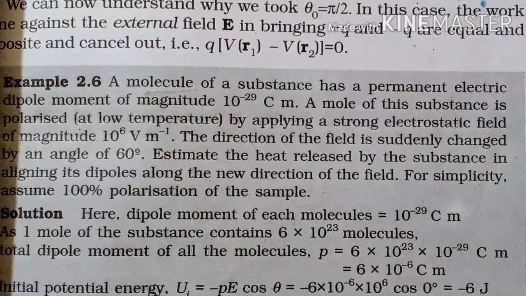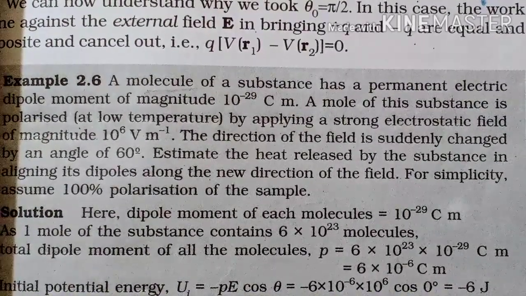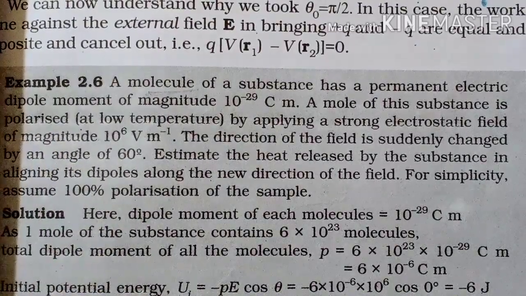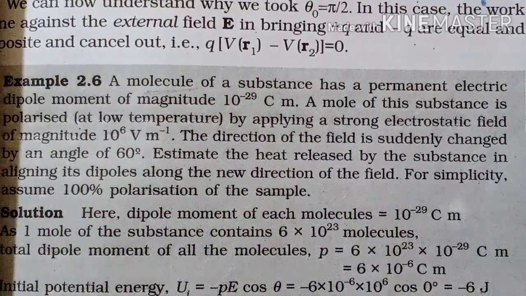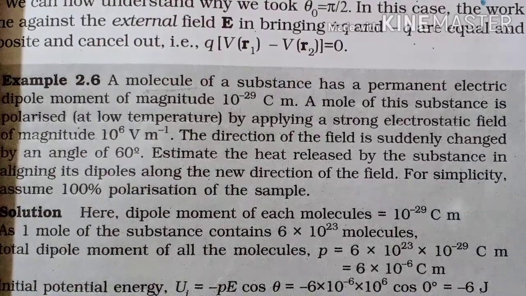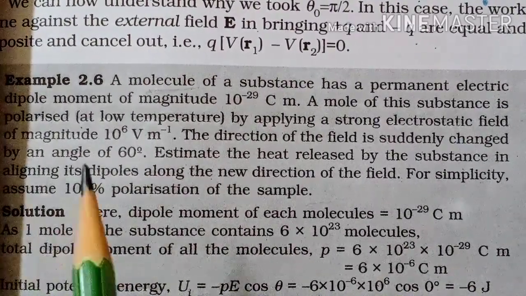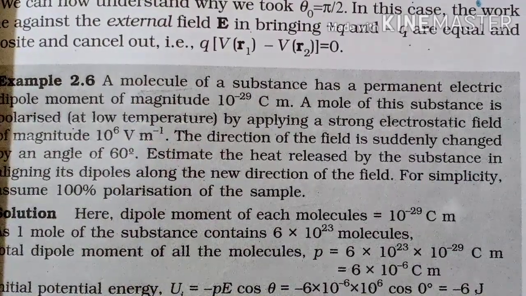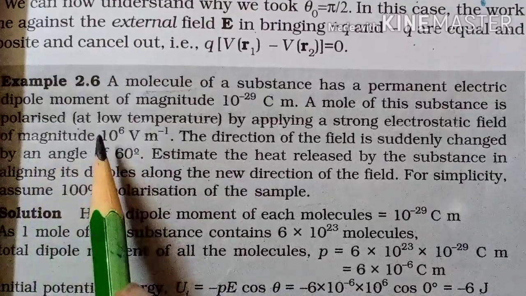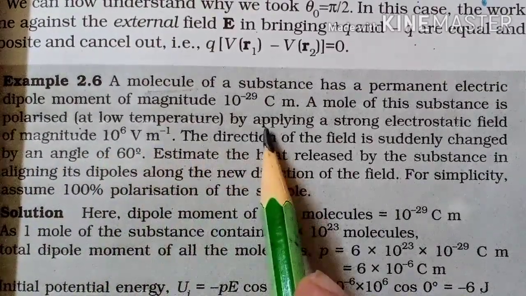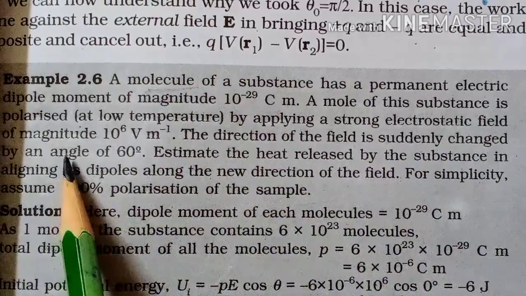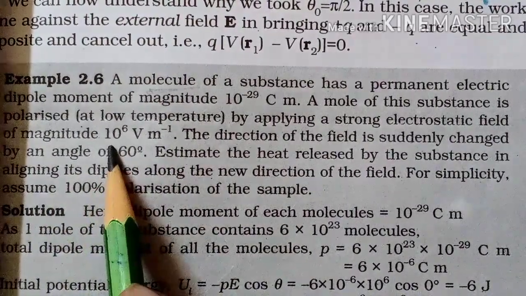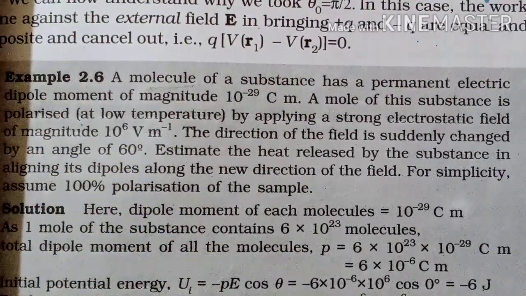What is the meaning of polarization? During polarization, electric dipole moments align in the direction of the electric field. All the dipoles of each and every molecule align in the direction of the electric field, at a low temperature, by applying a strong electrostatic field of magnitude 10 raised to 6 volt per meter. The value of electric field is given to us: 10 raised to 6 volt per meter.